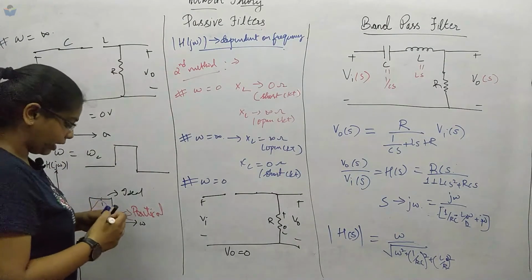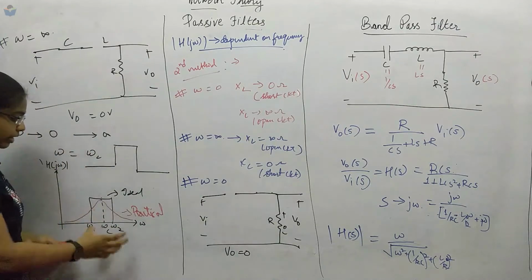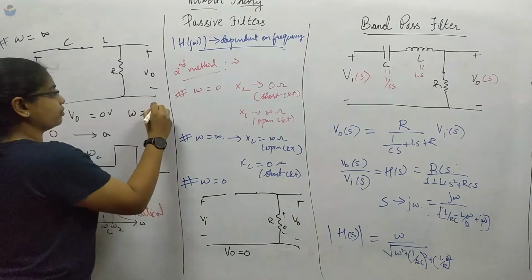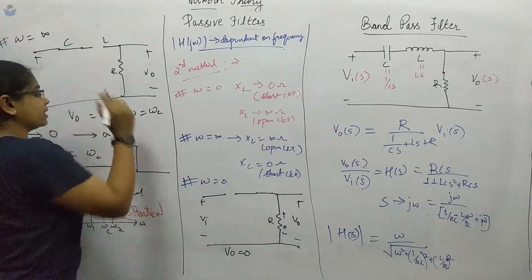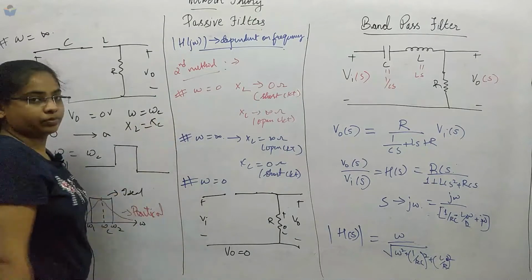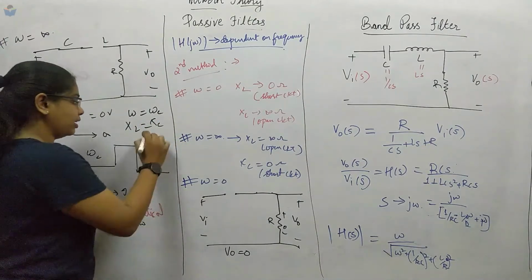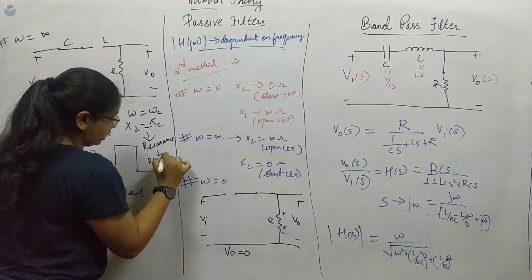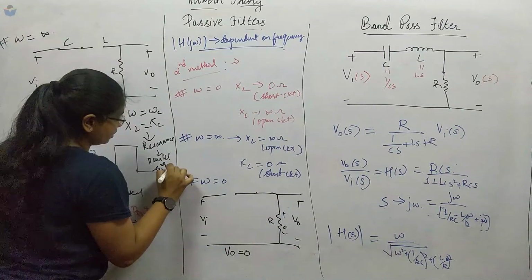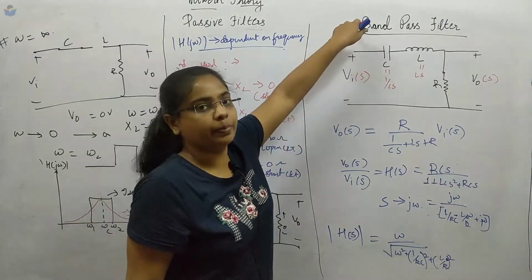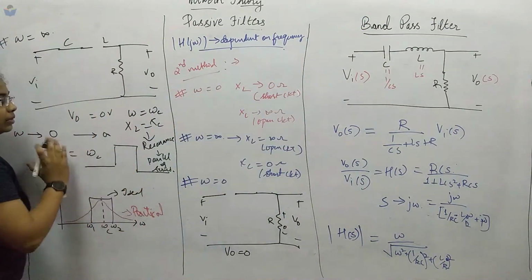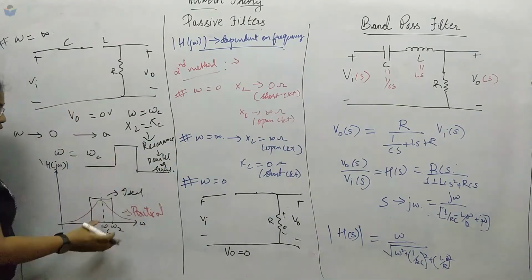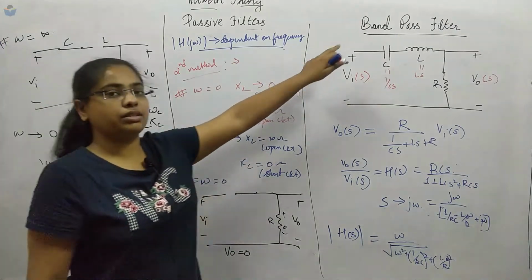So now, how to identify this in a circuit? When omega is equal to the cutoff frequency, this condition appears when XL is equal to XC. When this condition is there, it is resonance, whether parallel or series. You can call this circuit a band pass filter. Some band will be allowed to pass, a few range of frequencies. So this is the band pass filter.